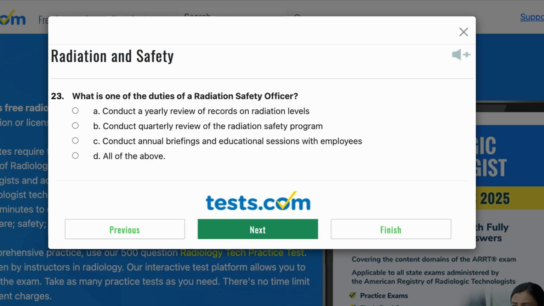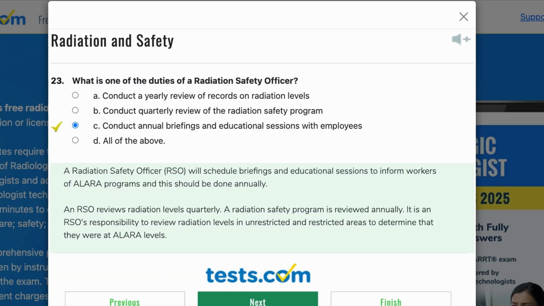Question 23. What is one of the duties of a radiation safety officer? A. Conduct a yearly review of records on radiation levels. B. Conduct quarterly review of the radiation safety program. C. Conduct annual briefings and educational sessions with employees. D. All of the above. C. Conduct annual briefings and educational sessions with employees.